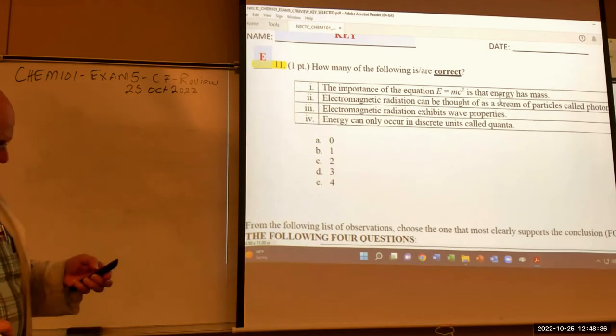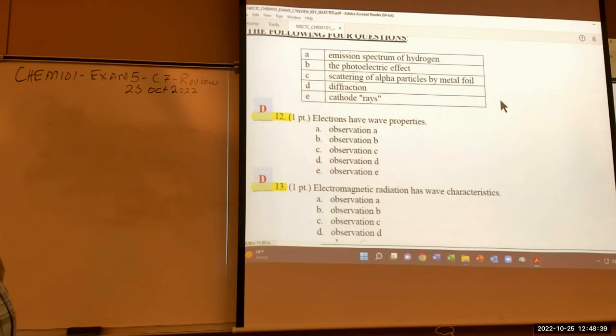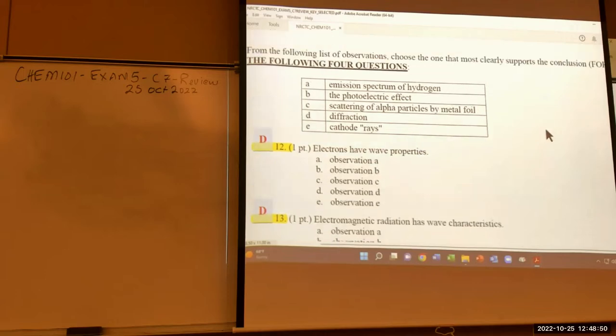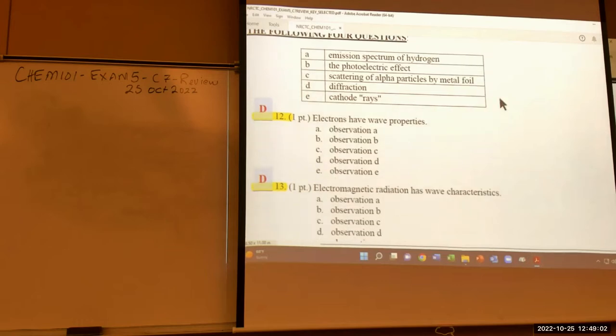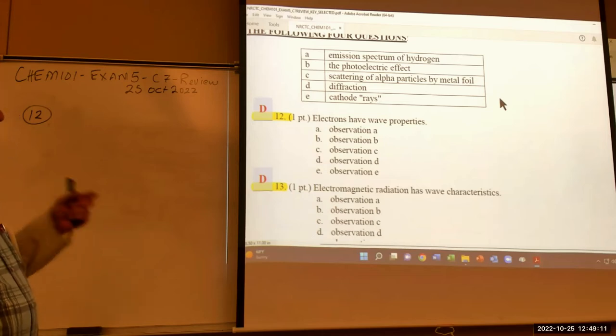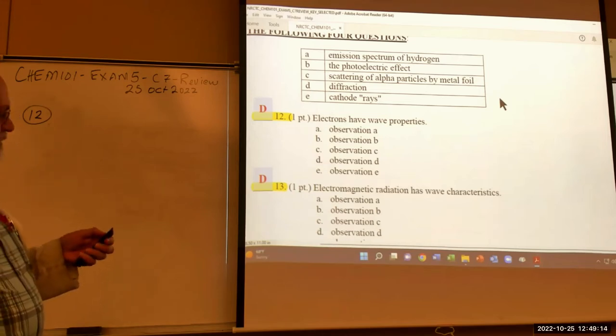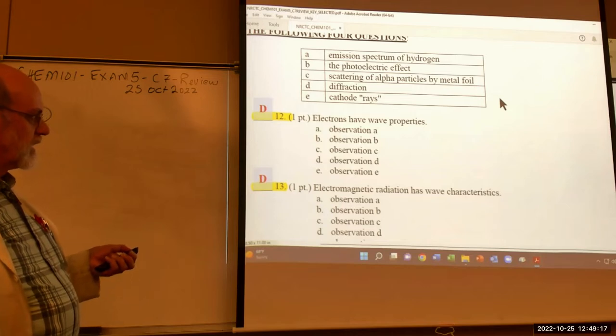All right. Let's see if I can get this next. We're going to get two of them, maybe. We're going to need that top one anyway. No, I cut off too much. From the following list of observations, choose the one that most clearly supports the conclusion. And this is for the following four questions. So number 12 says electrons have wave properties. Well, if electrons have wave properties, which observation supports that? And it looks like it's only one, because we don't have any combinations in here.